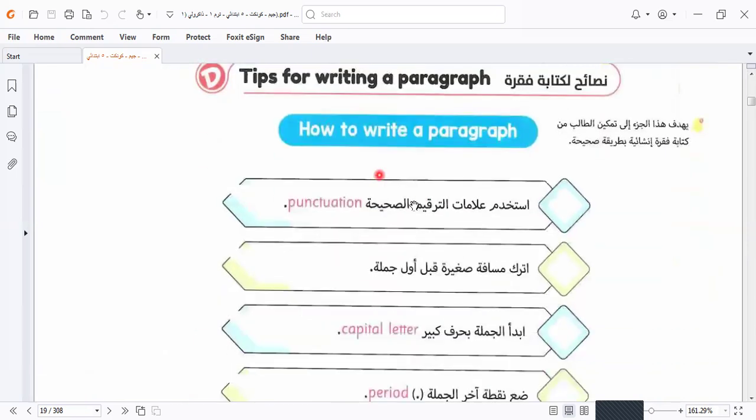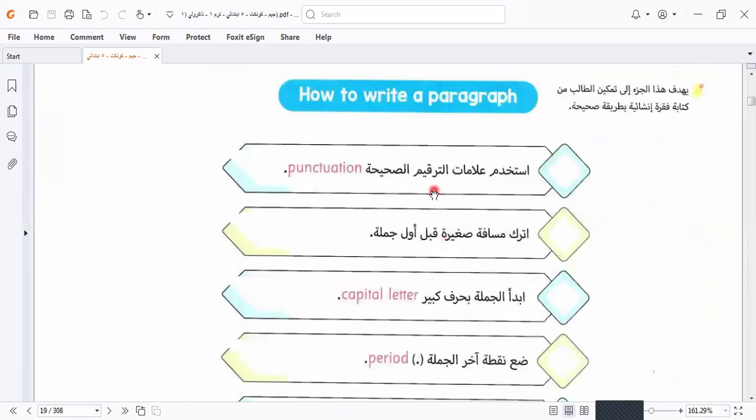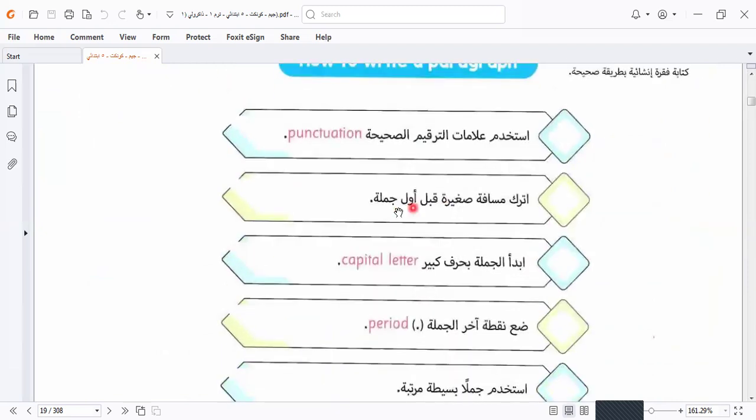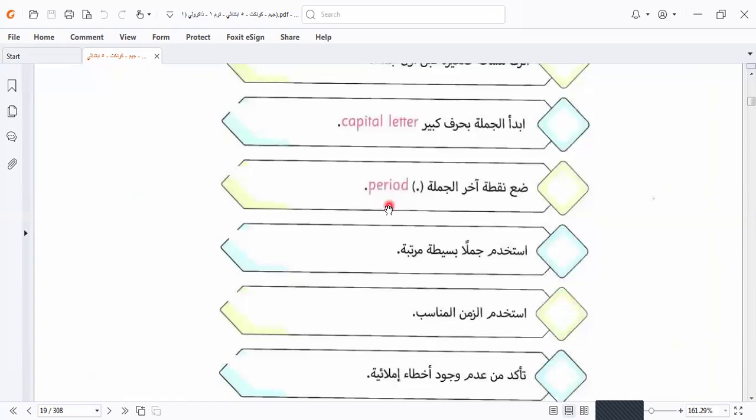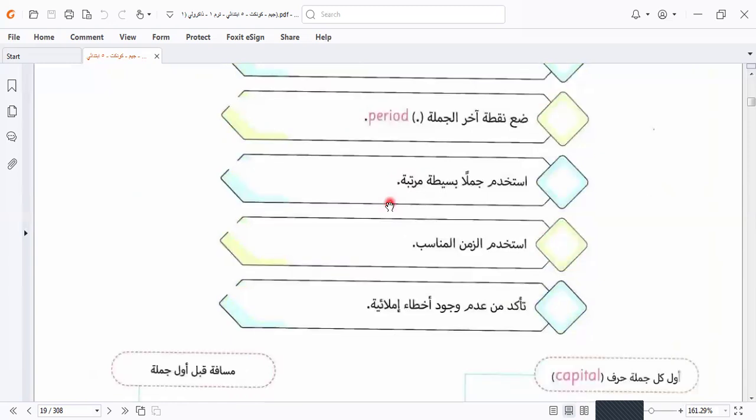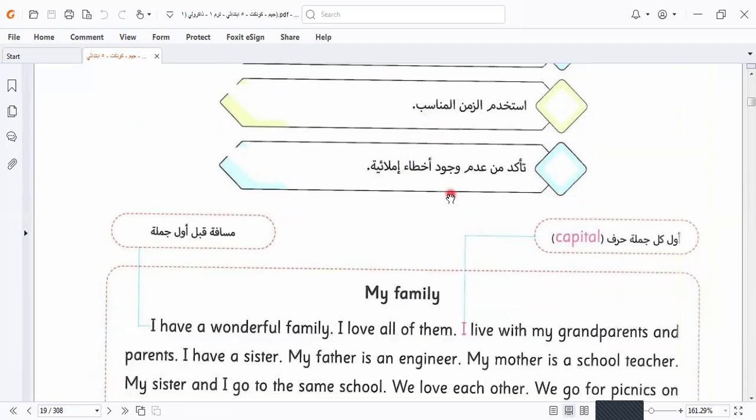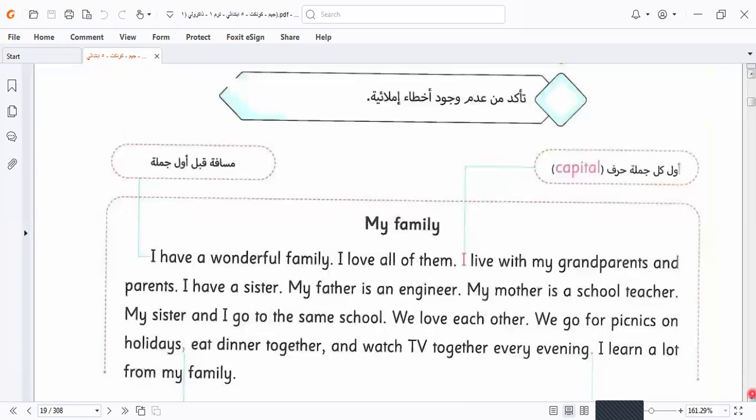This is the tip for writing a paragraph. These are the rules that we must follow when we write a paragraph: punctuation, the spaces between sentences, capital letters, a period or full stop, and simple sentences. Organize the simple sentences. When we write, we must choose the tense that we write in. When you start the sentence in the present, all the sentences must be in the present. If the sentence is used in the past, all sentences must be in the past, okay? We must take care of spelling mistakes and grammar structure mistakes when we write the paragraph.